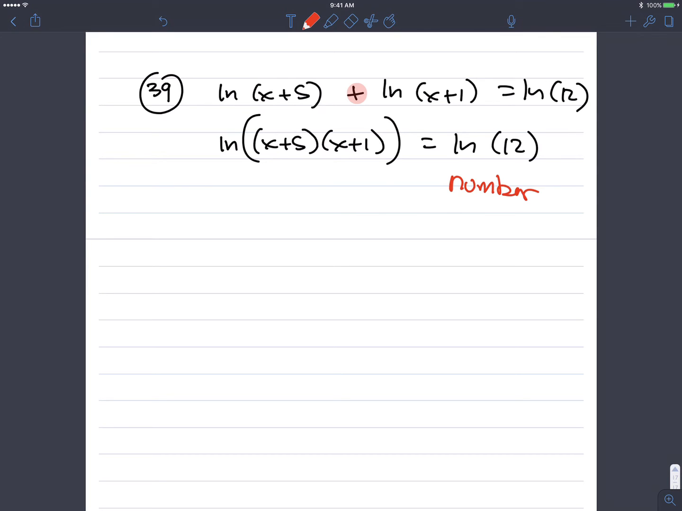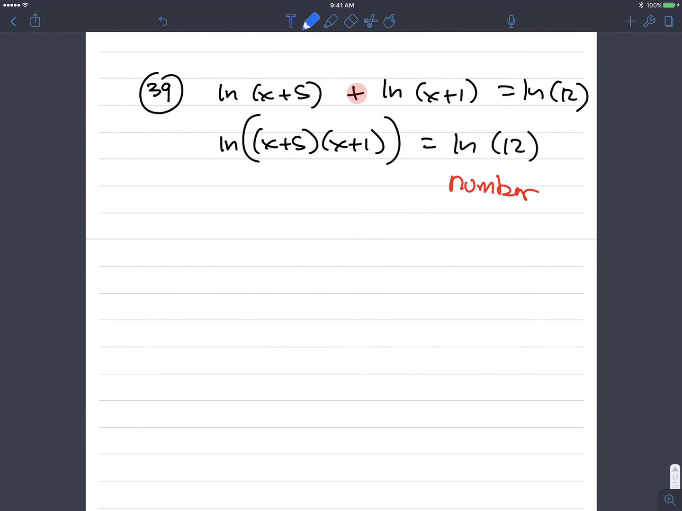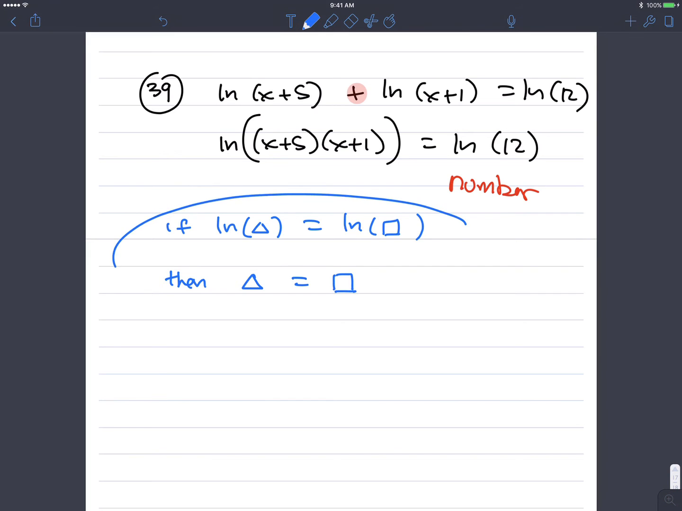So here's what I want to remind people of. Let's recall we talked about this in class. Let's write this down as a statement again. Let's say if I have the natural log of one thing equals the natural log of something else. So you have the natural logs already on both sides. That's the key. Then we can say that the arguments are the same. That means the inputs are the same. And this fact is a big deal. We talked about why it's a big deal.